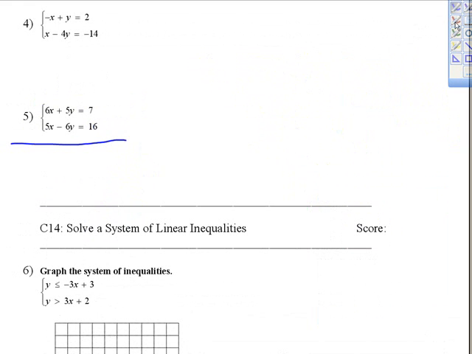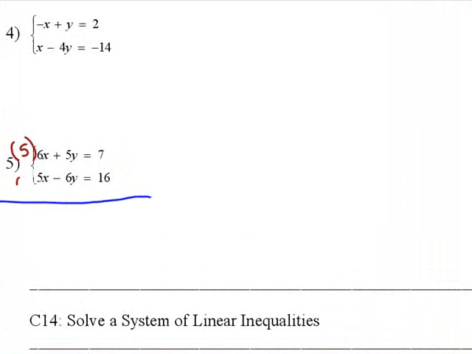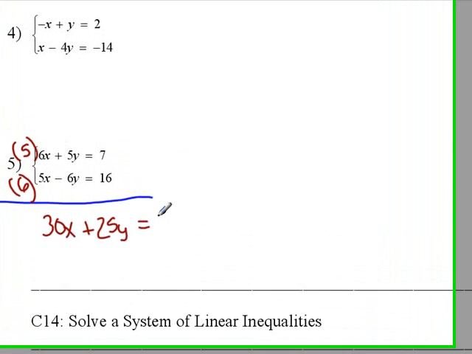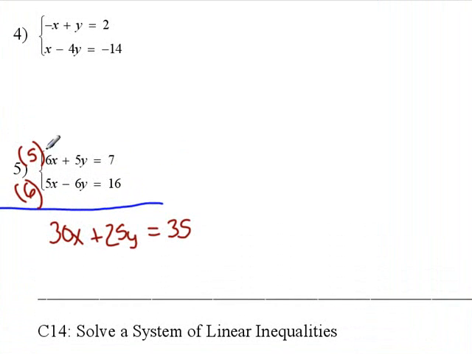I'm going to choose to do elimination. But I think I'm going to multiply, let's see, the top equation by 5, and the bottom equation by 6, and so I can eliminate the x's. So the top equation by 5 gives me 30x plus 25y equals 35. Don't forget to go clear to both sides here. The bottom equation by 6 gives me 30x minus 36y equals 96.